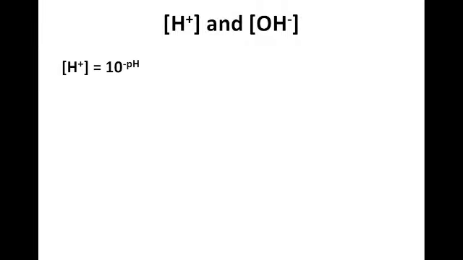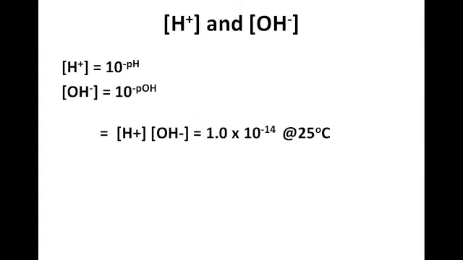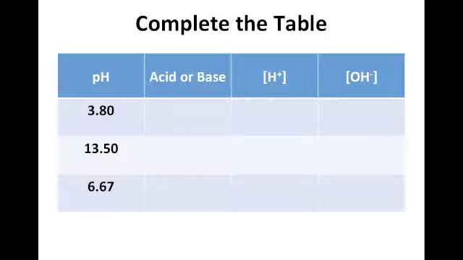Now, how do I figure out the concentration of H plus or OH minus? Well, the reverse of the negative log is taking 10 to the negative exponent. In this case, if we want to find the concentration of H plus ions, we're going to go 10 to the negative pH as an exponent. OH minus is the same, 10 to the negative pOH. From there, I can figure out concentrations of each by dividing into 1 times 10 to the negative 14.